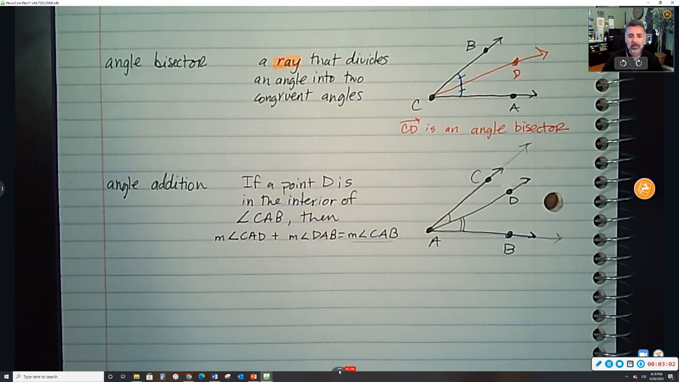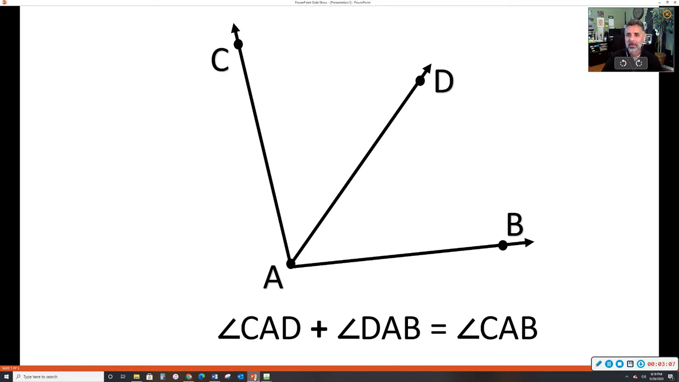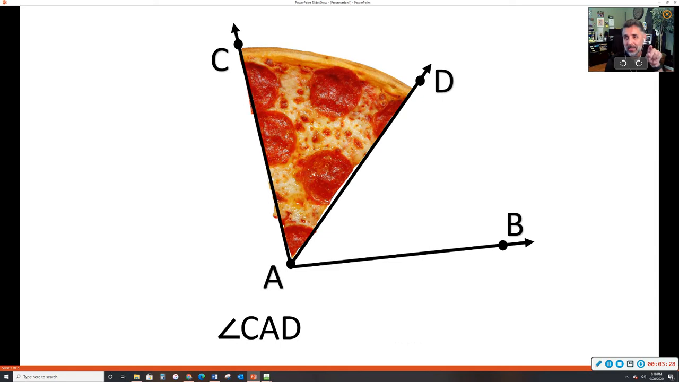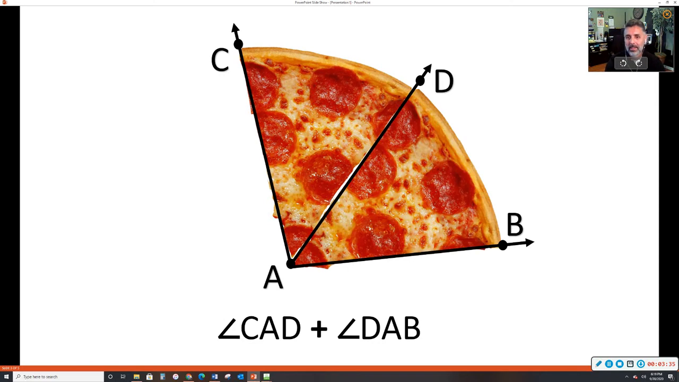So they have different marks, and I do have something to kind of explain this a little bit better. So here we have the measure of CAD, angles CAD plus angles DAB, and that should equal the big outside angle CAB, right? And everybody likes pizza. Hopefully everybody likes pizza. So I'm going to use pizza slices. So that first angle, which is CAD, you can tell it follows the letters, plus the other angle, which is angle DAB, right?